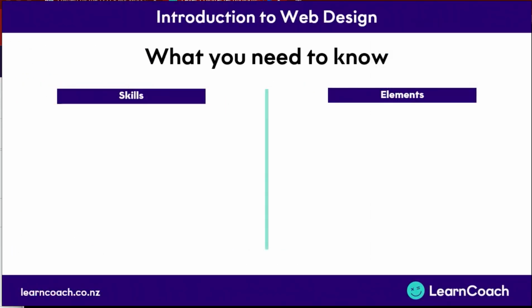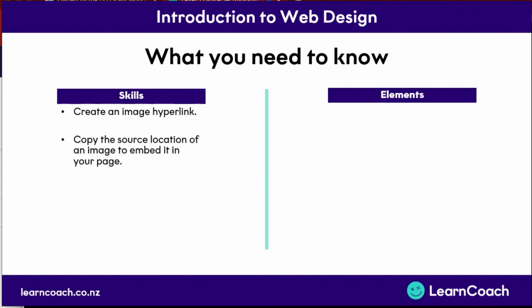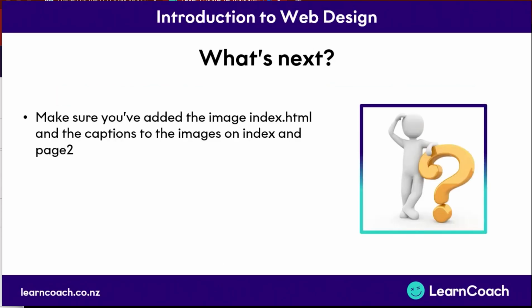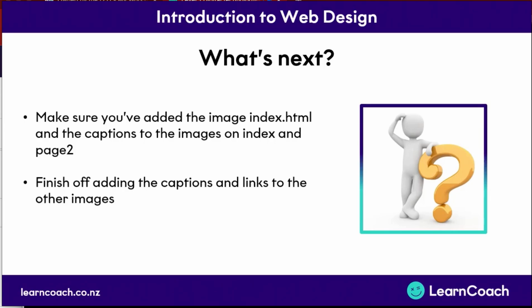Let's review what was covered in this video. You've learned to turn an image into a clickable hyperlink. You've learned to copy the source location of an image to embed it into a page without first downloading it, and to add captions to images using the new figcaption element. Before moving on, make sure you've added the image to the index page and the captions to the images as shown in this video. Then, complete the activity to add captions and links to the other images on this site.